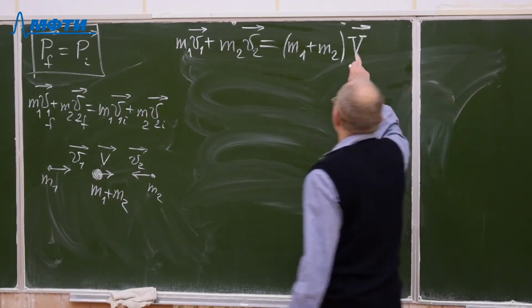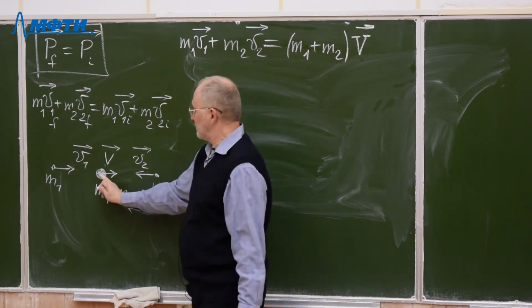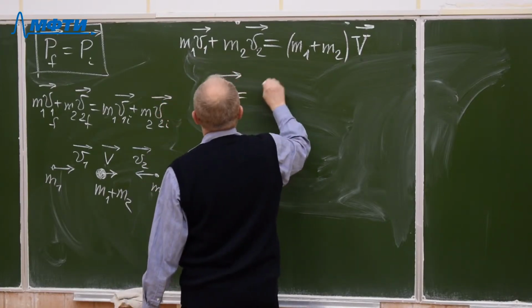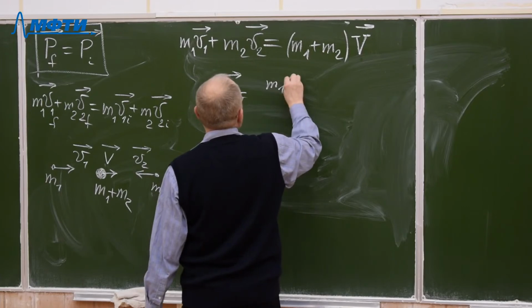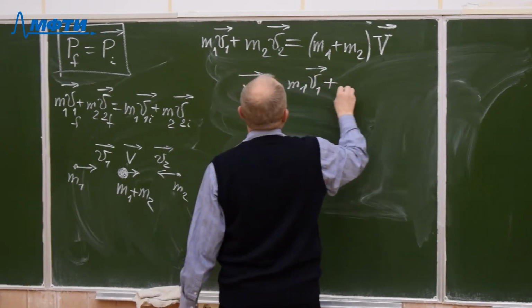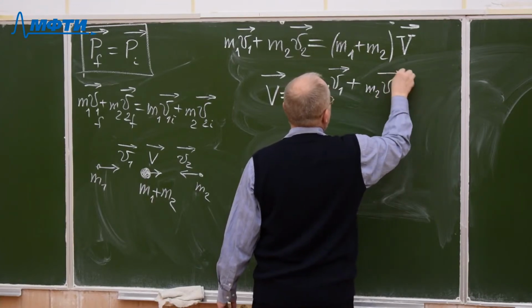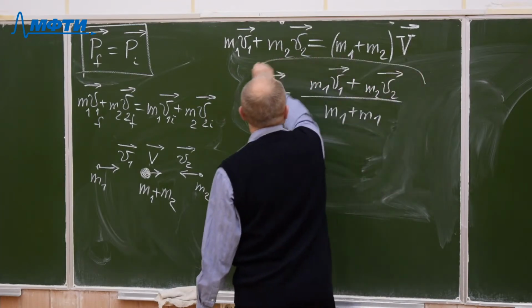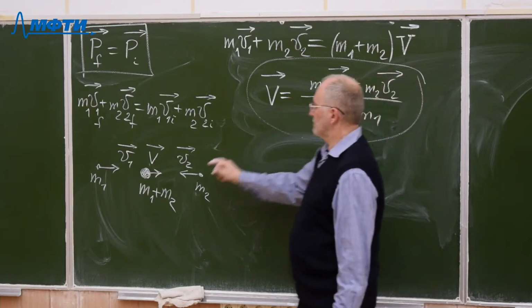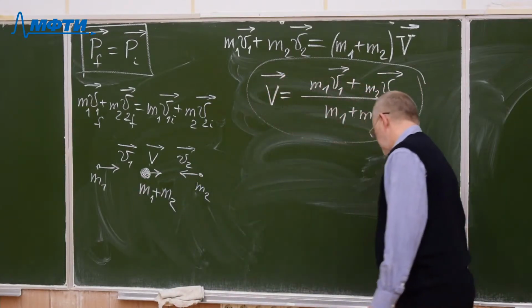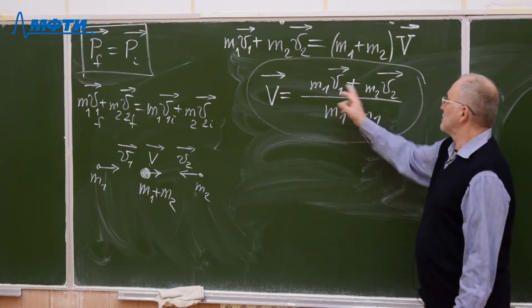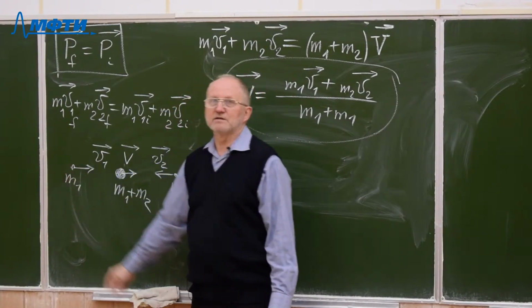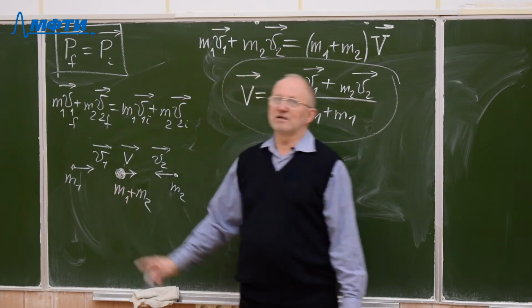So from this equation we can find the velocity of this compound particle. The velocity of the compound particle will be easily found as m1 v1 plus m2 v2 in vector form, divided by m1 plus m2. That's the velocity of the compound particle, if we know the masses and velocities of the initial state consisting of two separate particles, and the final state consists of one compound particle.